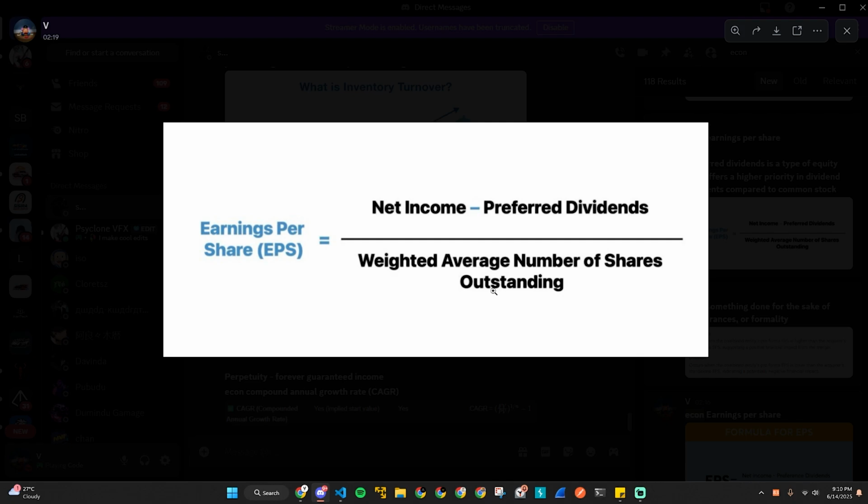So earnings per share is the total income minus preferred dividends over the weighted average number of shares outstanding. It's public and private. So how much you make, minus how much you spend on stocks, over how much you have invested in: the average number of shares outstanding.